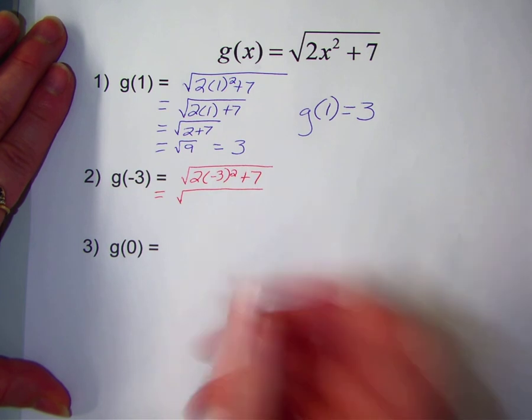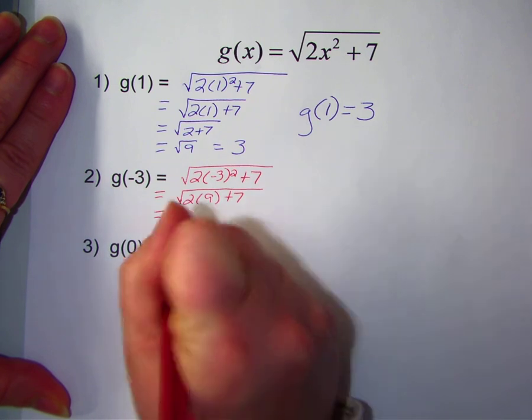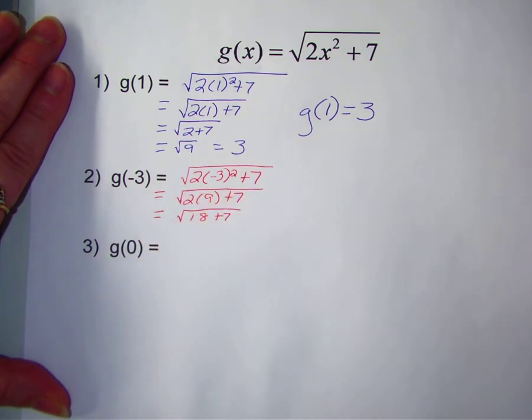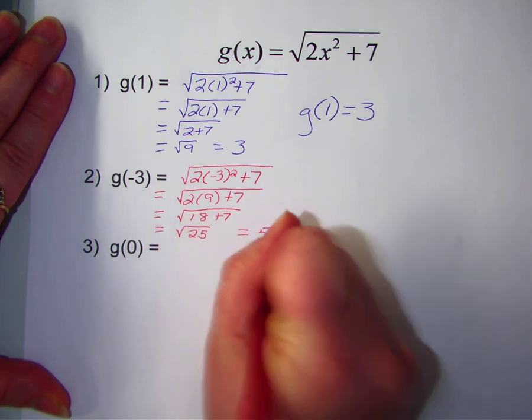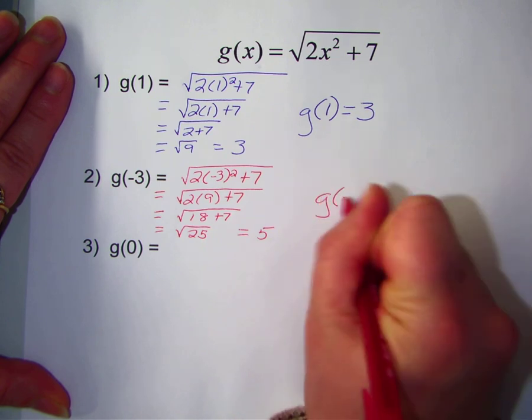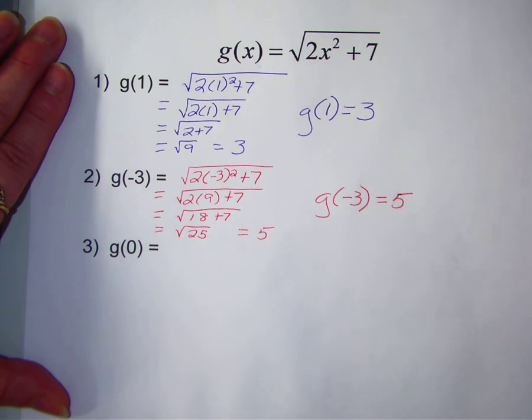So, -3 squared is 9. 2 times 9 is 18. 18 plus 7 is 25. And the square root of 25 is 5. So the function g, when the input is -3, the output is 5.